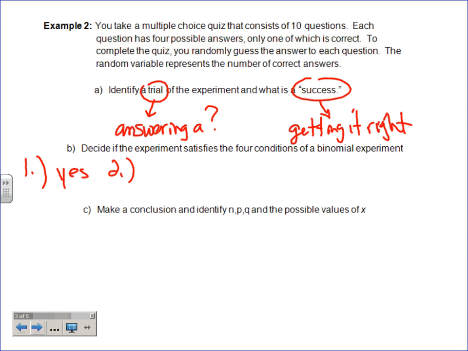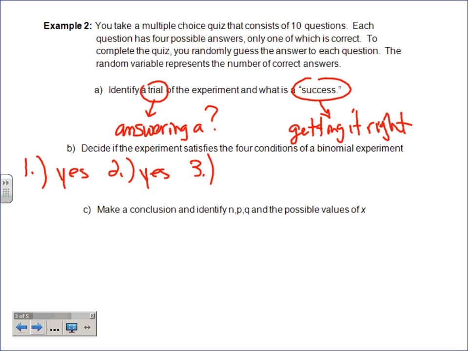2. There are only 2 possible outcomes of interest. They could be success and fail. Yeah, you either get it right or you get it wrong, right? I don't care if the right answer is A. I don't care if you answer B, C, or D. All of those are wrong, right? Okay. So yeah, we're good.